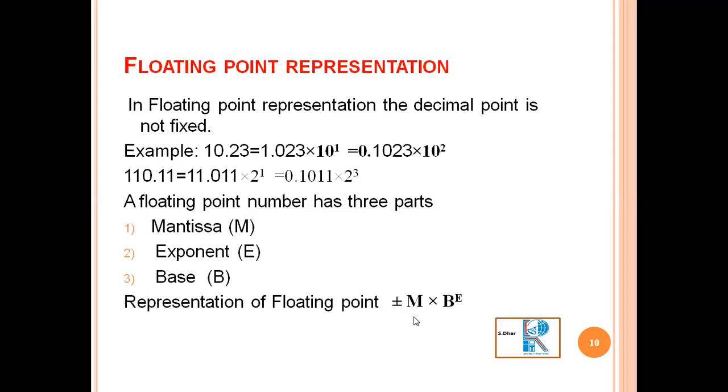So plus minus mantissa, that means suppose here this is the mantissa into base. Base is 2 into exponent E. Here E is 3. Clear? So if I ask you what is the floating point representation, that means what is the mantissa, exponent and base? Here mantissa is 11011. Clear? Exponent is, sorry, exponent is 1. Base is 2. So this is the floating point representation. Clear?